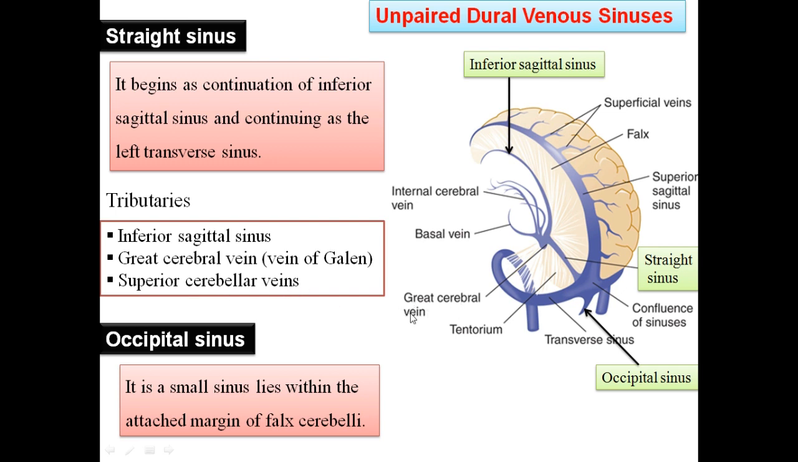You can see that these are the veins which are closely associated with the straight sinus, and a very small sinus, the occipital sinus. The occipital sinus is a small sinus that lies within the attached margin of the falx cerebelli. It begins near the foramen magnum and ends in the confluence of the sinuses. You can see the confluence of the sinuses here, which receives the blood from the different sinuses.